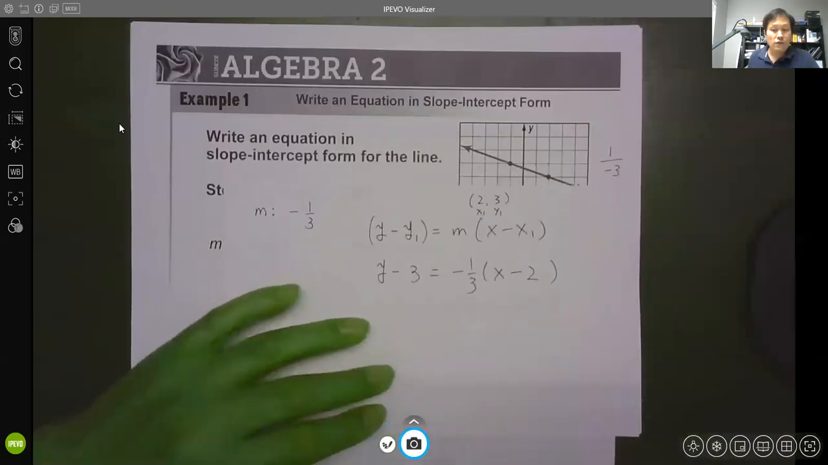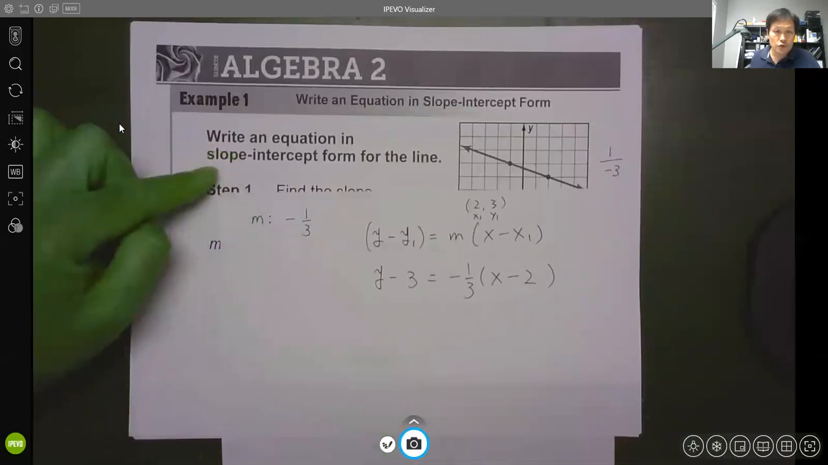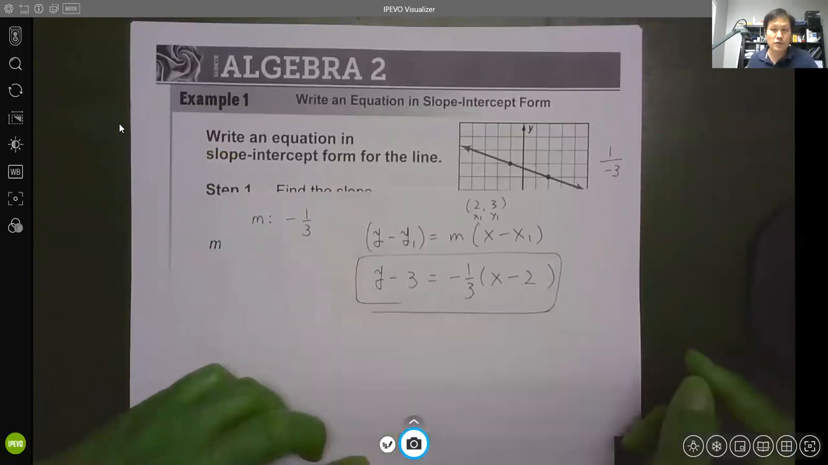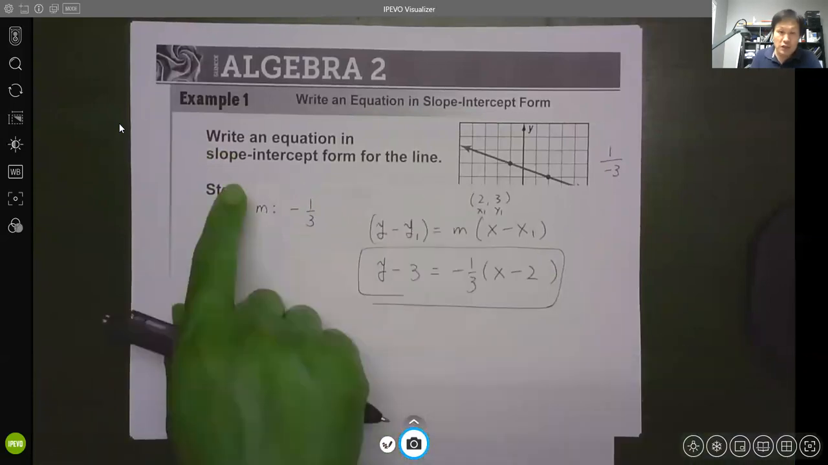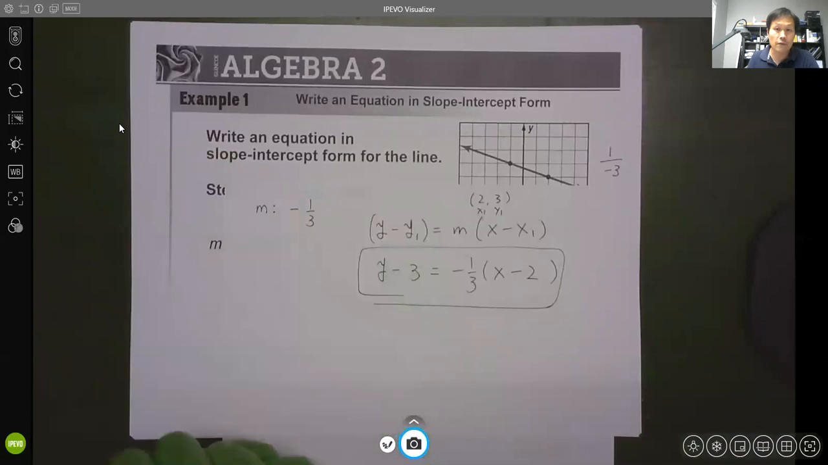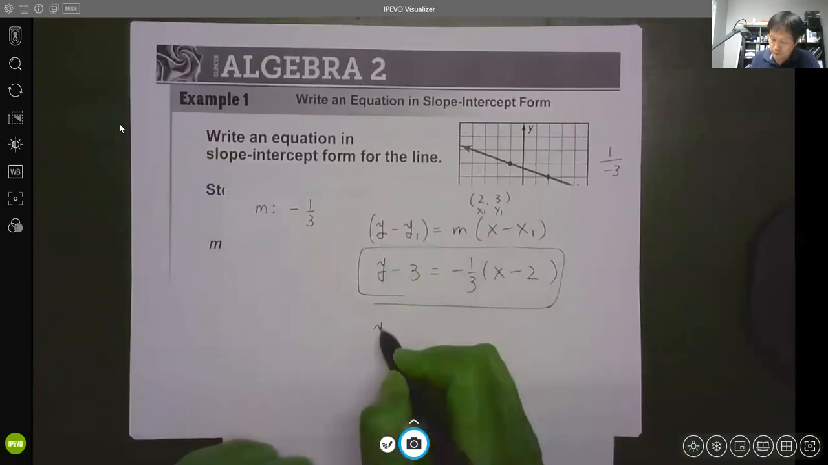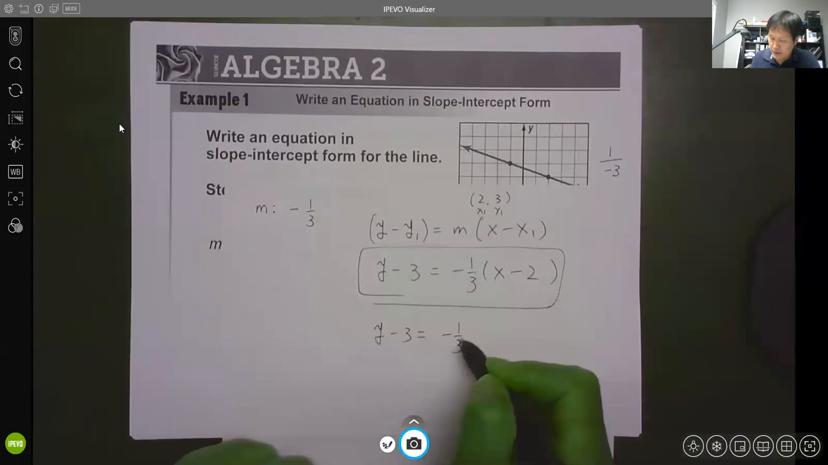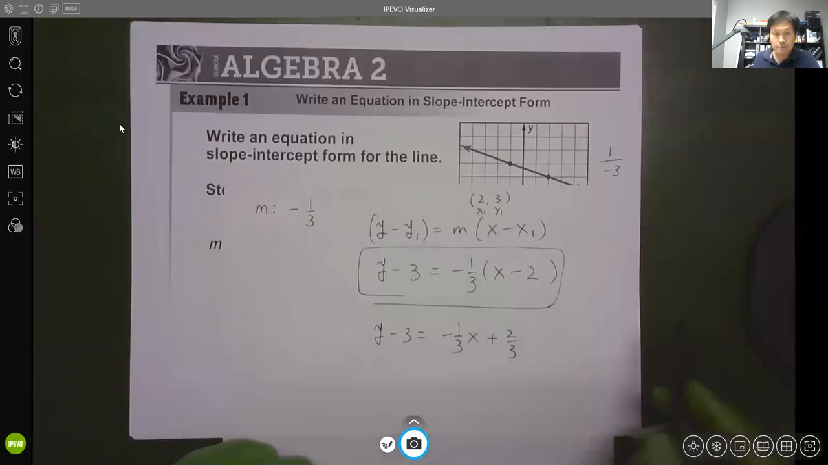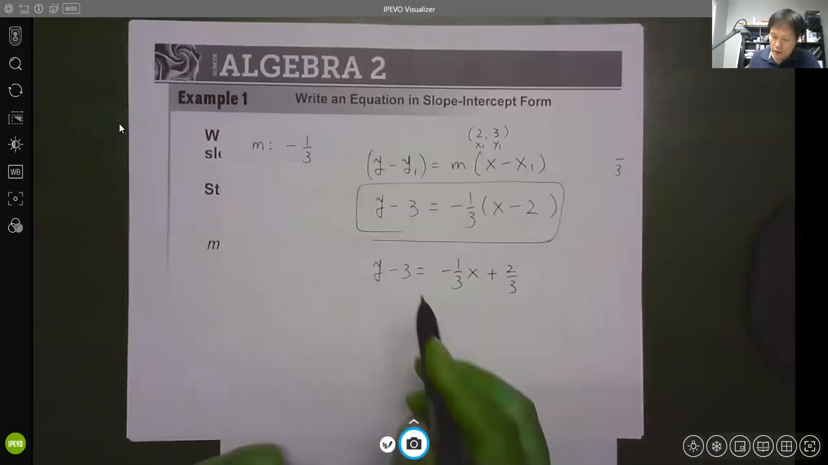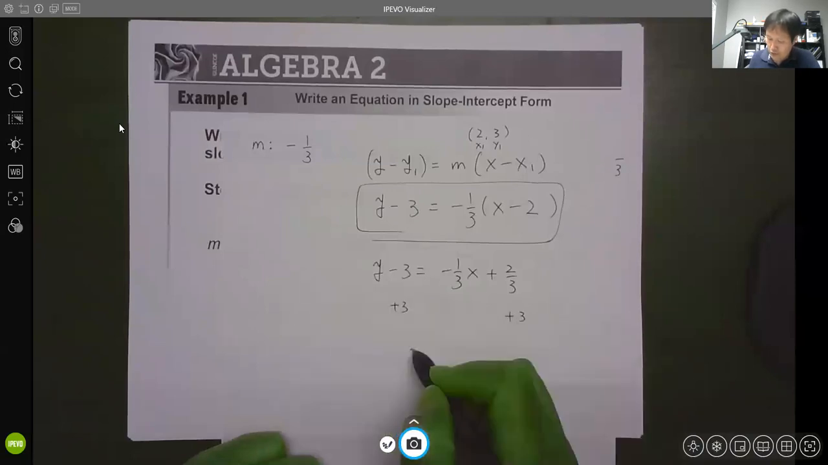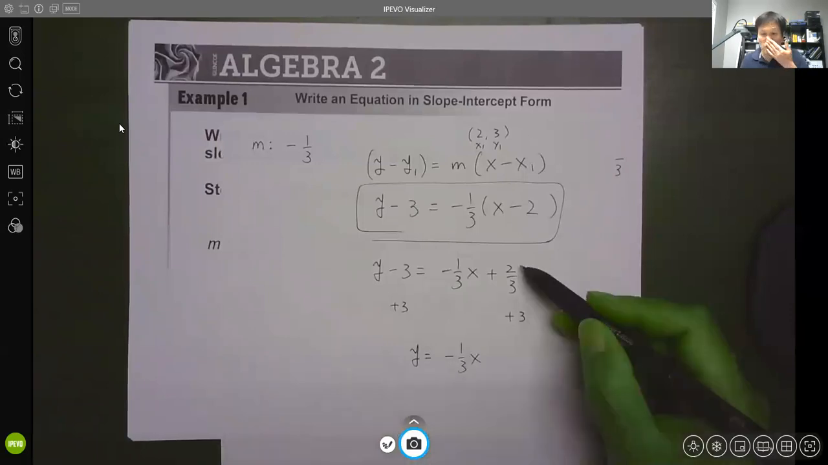Okay, if the problem doesn't force you to do slope-intercept form, I'm done here. I got nice point slope form. But this question is asking a specific form, so you have to keep going to get the slope-intercept form. So distribute. Minus 1/3 x plus 2/3, because minus 1/3 times minus 2 is positive 2/3. You're gonna get rid of minus 3, so plus 3 both sides. So y equal to minus 1/3 x plus 2/3 plus 3.